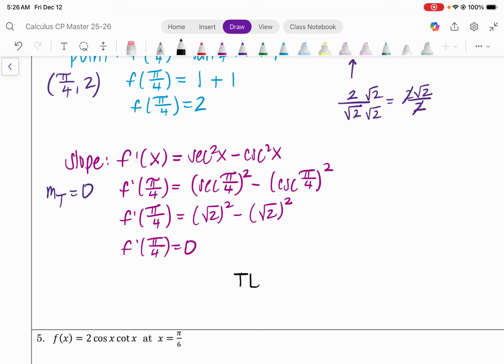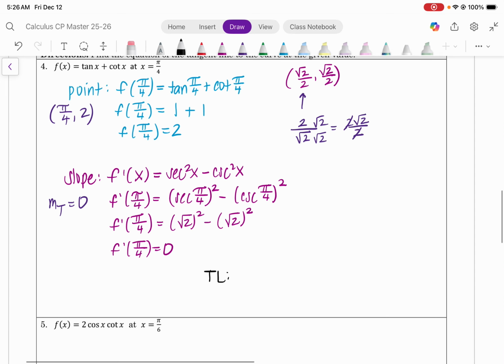Now I can write my equation like we've always done. We can do y minus 2 equals 0 times x minus pi over 4. But because the entire right side of the equation is 0, we'll make the answer y equals 2. And that's your answer.